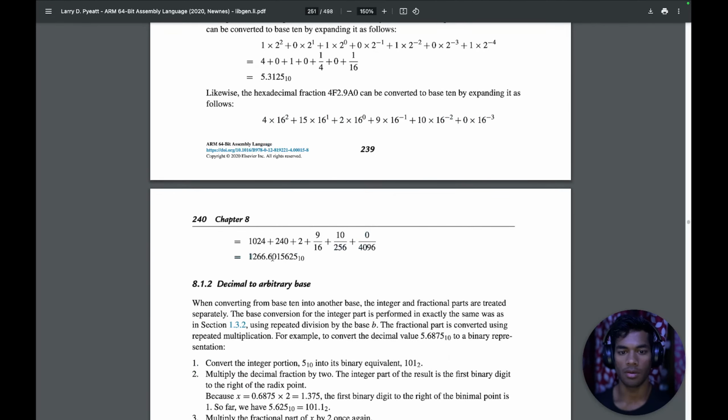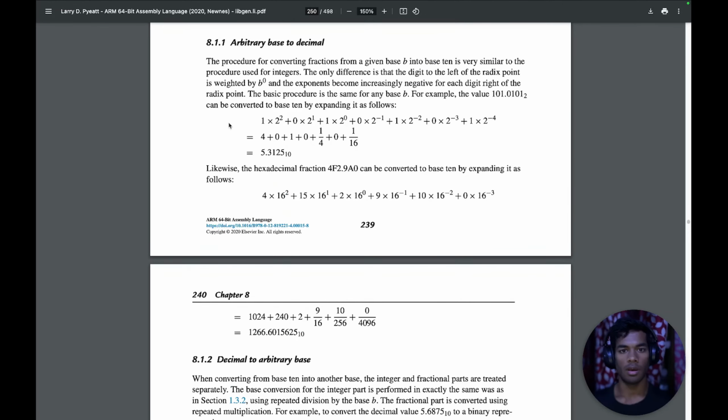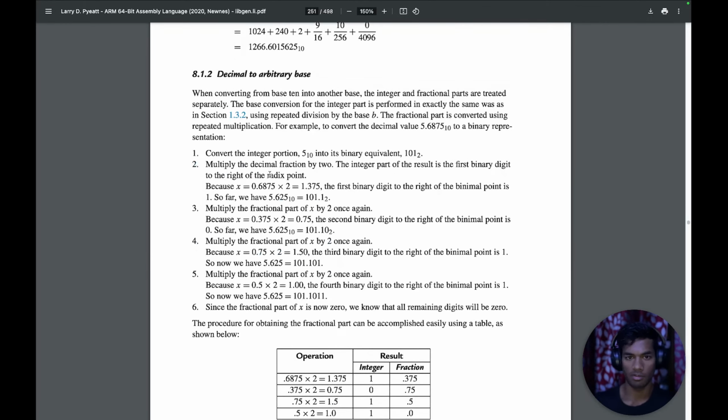Okay, anyways, that is how arbitrary base to decimal is done. Okay, that makes sense. Now, decimal to arbitrary base.